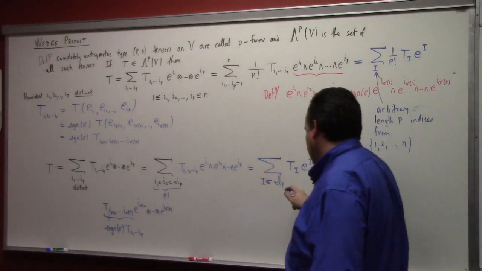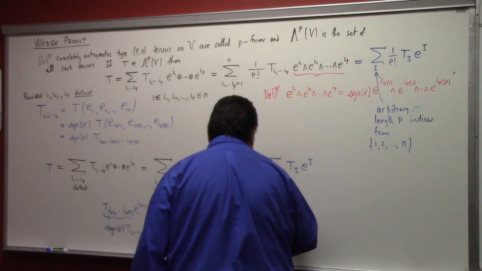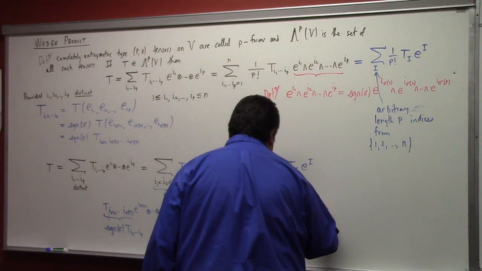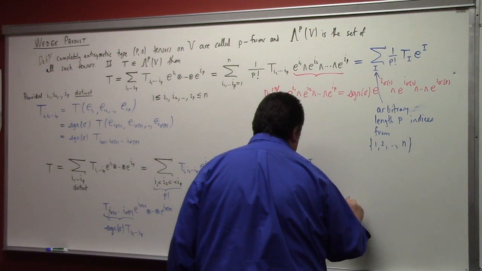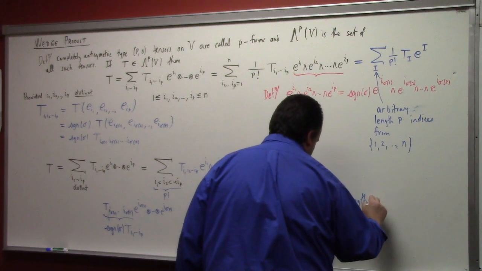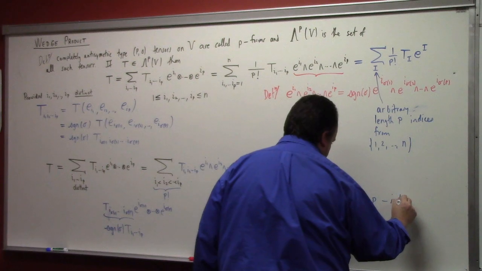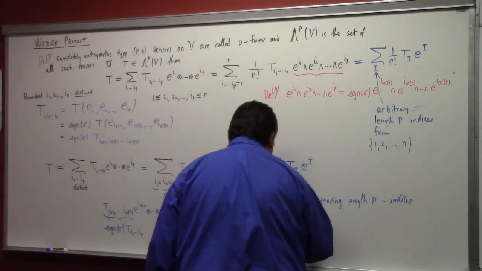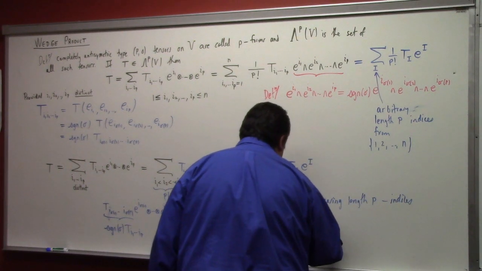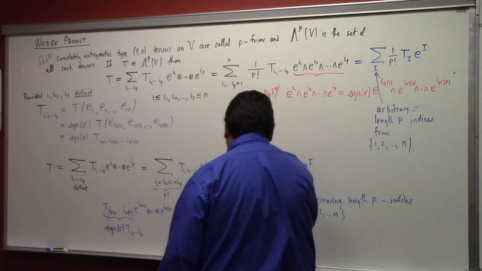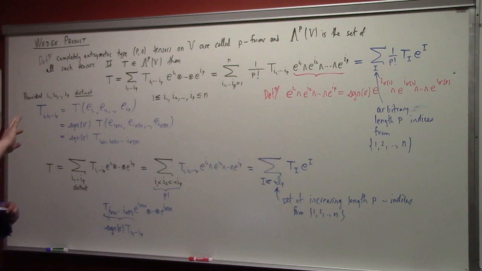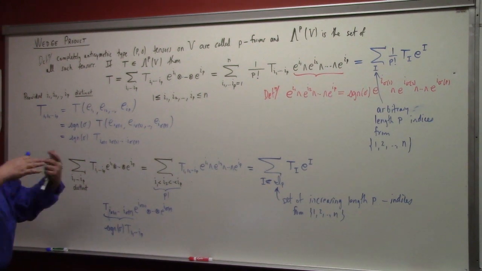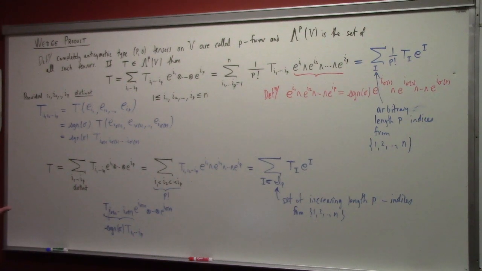Whereas this I sub p is the set of increasing length p indices from 1 to n. So there are tons of things that are 0 in the one that doesn't use the increasing indices, but it's very freeing because you don't have to use increasing indices.